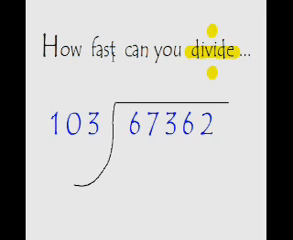How fast can you divide 67,362 by 103? Now you have ample idea how to do it. So give it a try. I'm giving you 10 seconds for this and your time starts now. Your time is up. The correct answer is, of course, 654.